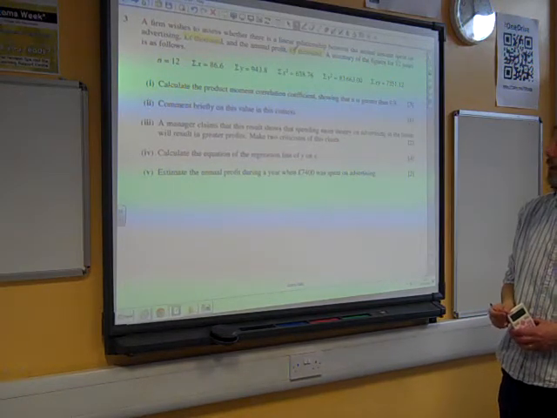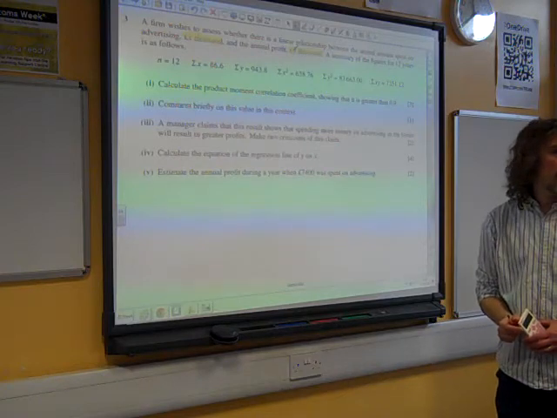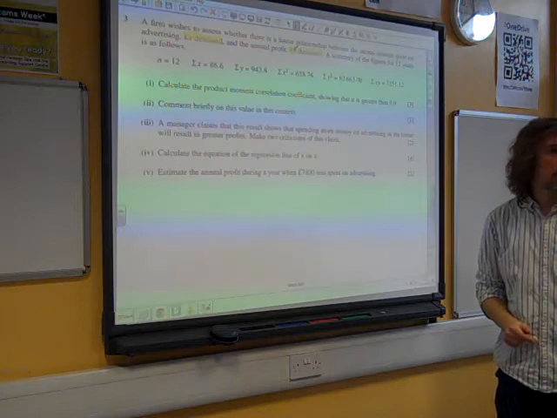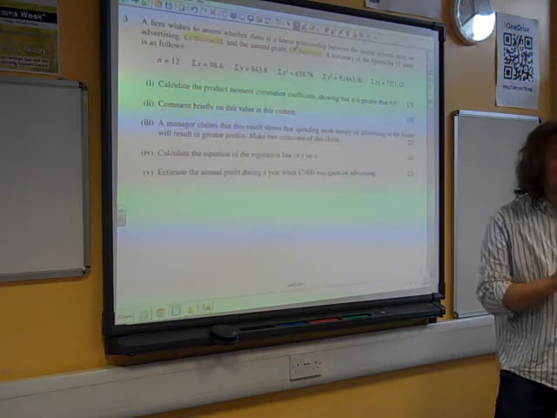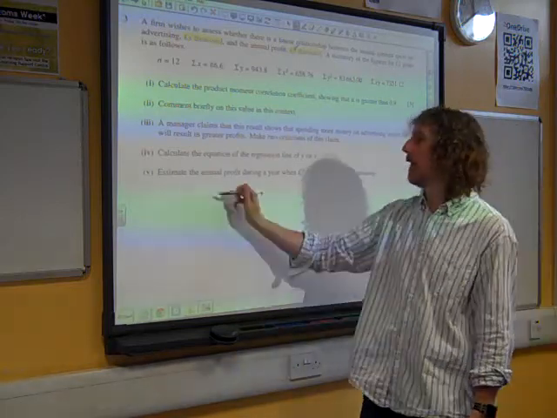Calculate the product moment correlation coefficient, showing that it is greater than 0.9. That's just giving you a little clue to help you make sure you've got a reasonable answer out of it. Right, so we're going to have to calculate all of our individual things that we need.